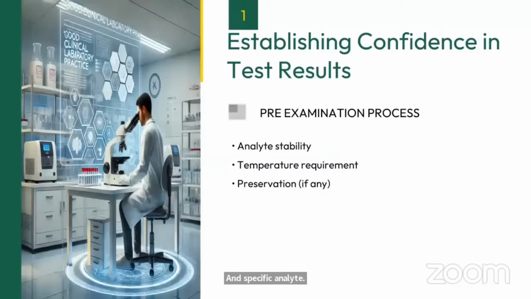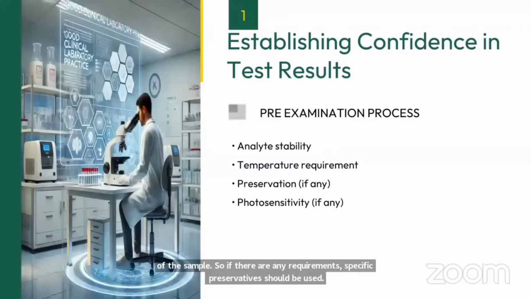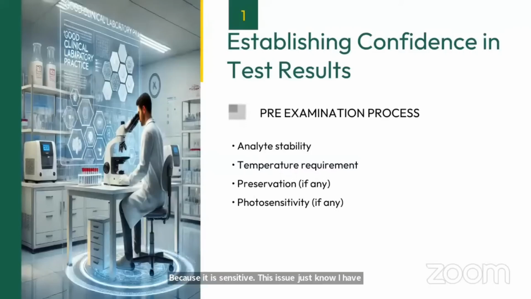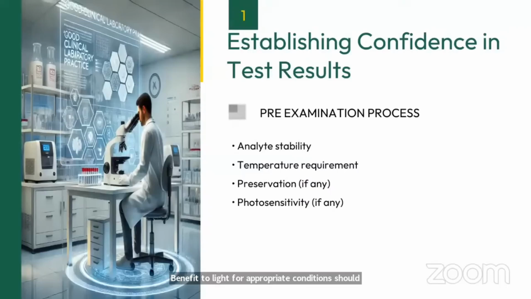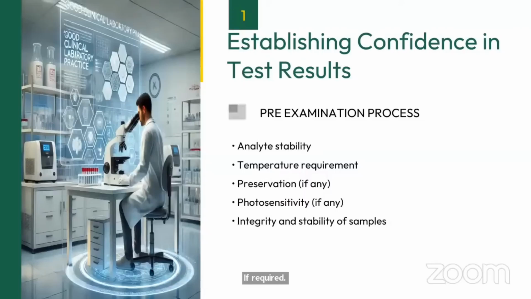Preservation, if required, should be mentioned. As I have already mentioned, there are two different things: anticoagulants and preservatives. Preservatives are basically to maintain the integrity of the sample. So if there are any requirements, specific preservatives should be used. Photosensitivity: as I just mentioned, certain analytes are sensitive to light, so appropriate conditions should be maintained. They should be wrapped in aluminum foil, or this type of sample should be collected in amber colored bottles if required. Integrity and stability of the sample should be considered.